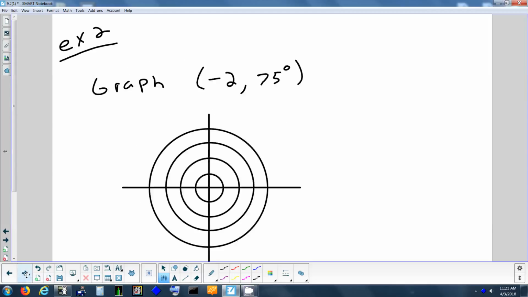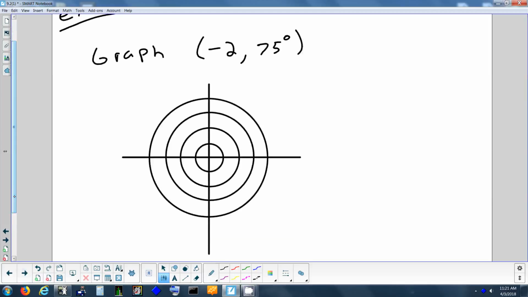Okay, let's try this one. -2, 75 degrees. All right, so Caitlin, what would be my first step? Starting at the origin, which way would I move? Exactly, I'm going to go 2 to the left. Temporarily, I'll just put a little mark there to let you know that's where I'm going to start from. And Ezekiel, now I'm going to move 75 degrees which way?